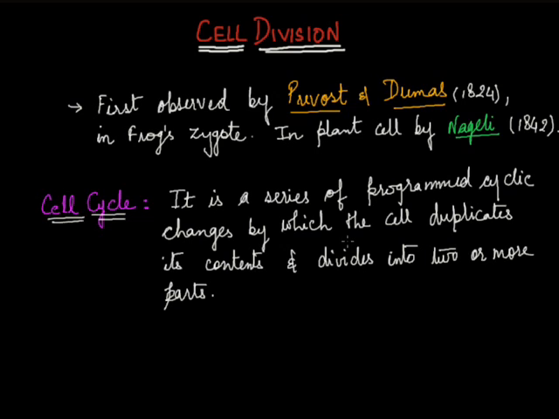Now we can represent the cell cycle in a cyclic manner, as the name implies. It is a cyclic sequence of events. Now, who discovered the cell cycle? The cell cycle was discovered by Howard and Pelc.